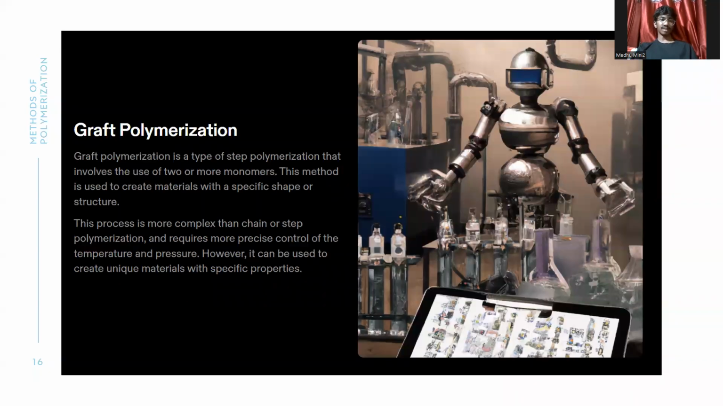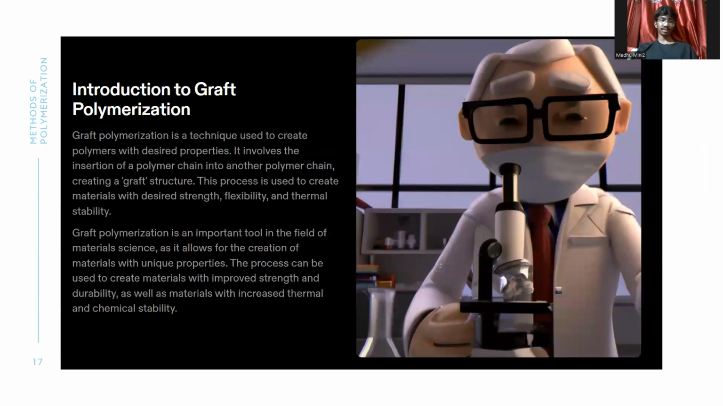Graft polymerization. Graft polymerization is a type of step polymerization that involves the use of two or more monomers. This method is used to create materials with a specific shape or structure. This process is more complex than chain or step polymerization and requires more precise control of the temperature and pressure. However, it can be used to create unique materials with specific properties.